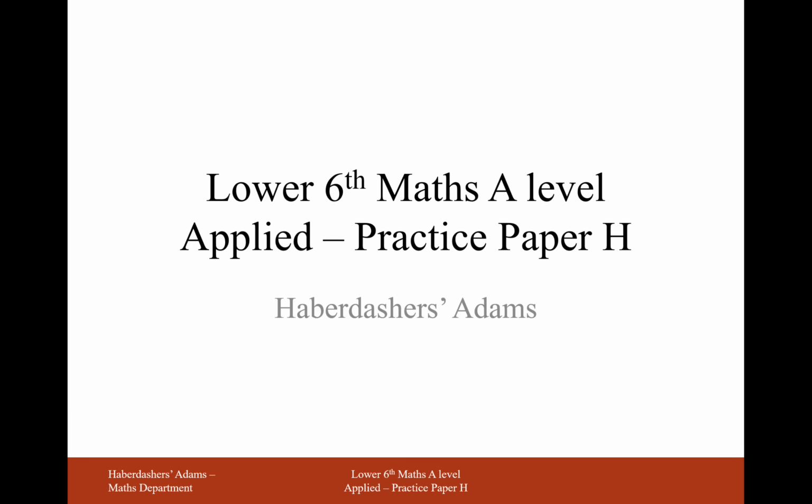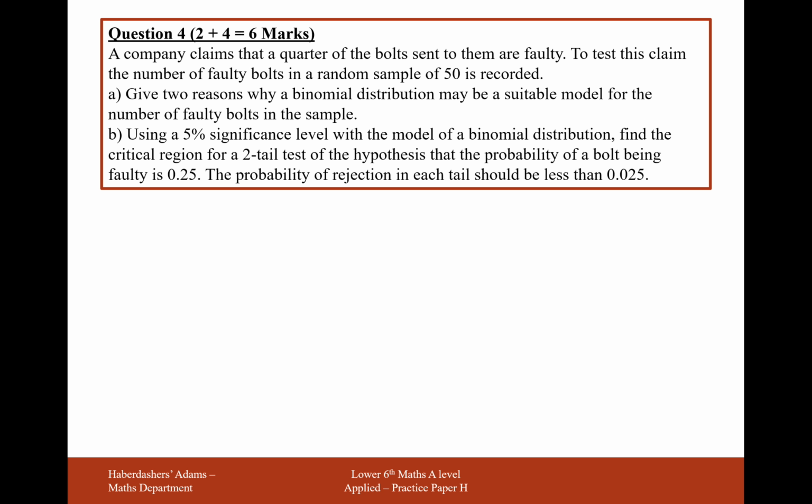This is the Applied Practice Paper H, and here we're working on question 4, a hypothesis testing question. A company claims that a quarter of bolts sent to them are faulty. To test this claim, the number of faulty bolts in a random sample of 50 is recorded. Give two reasons why binomial distribution may be suitable for the number of faulty bolts in the sample.